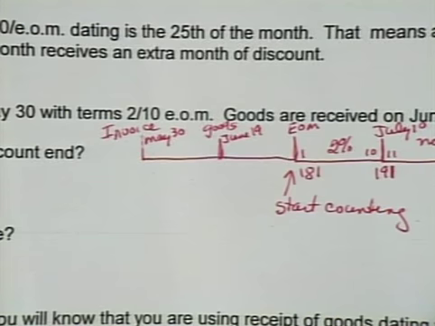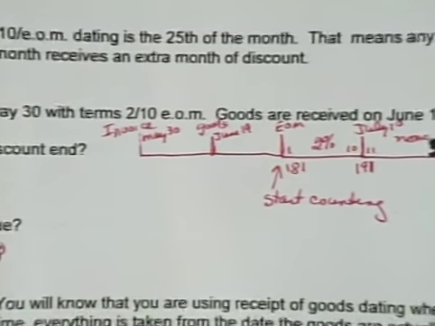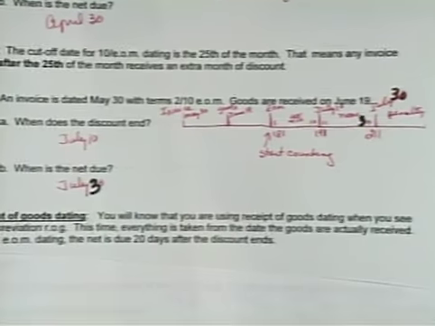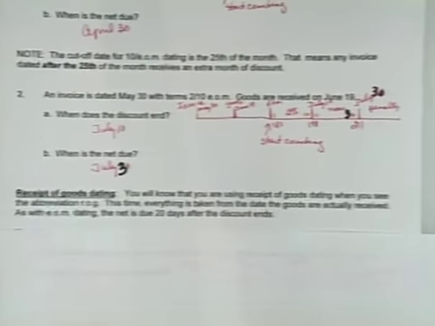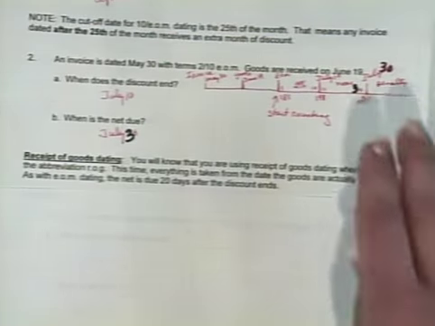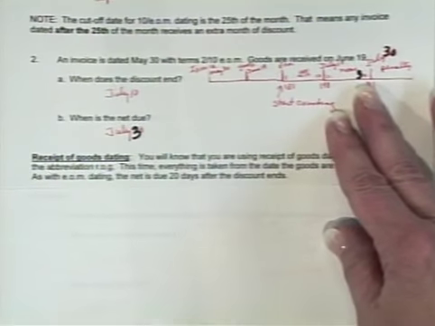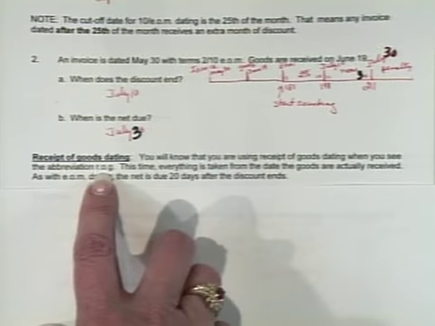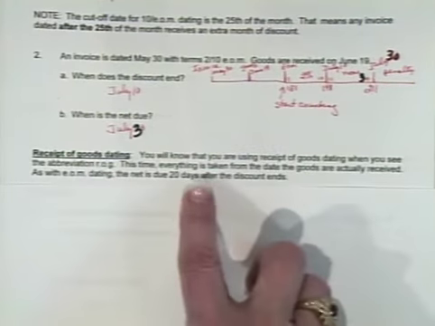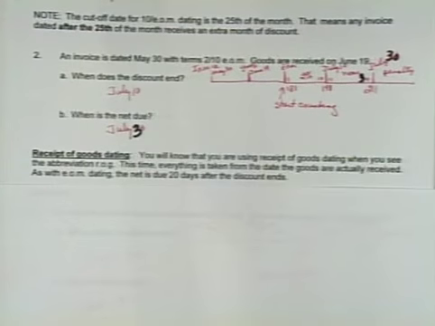Guess when we start counting on receipt of goods? When we receive the goods, right. We're going to try to get through this one real quickly, and we'll probably need to finish up some of this. We've got just a couple of minutes left here in this section. But you know that you are using receipt of goods when you see ROG, if everything is taken from the date the goods are actually received. As with end-of-month dating, if it doesn't tell you, the net is due 20 days after the discount ends.